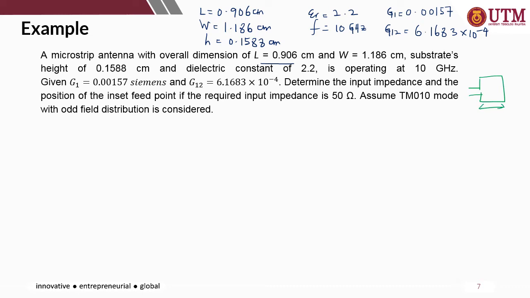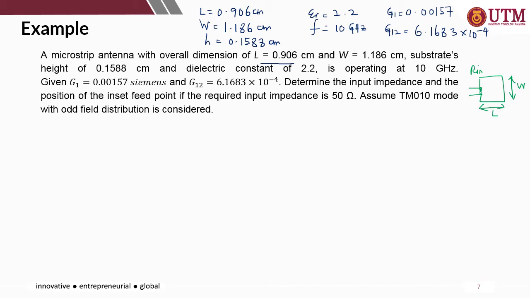So the L is there, and this is the W, and you need to determine the R in. It is not stated where about the feed position, so we assume that the feed position is at the edge of the structure, somewhere here. Okay, so you are given G1 and G12.